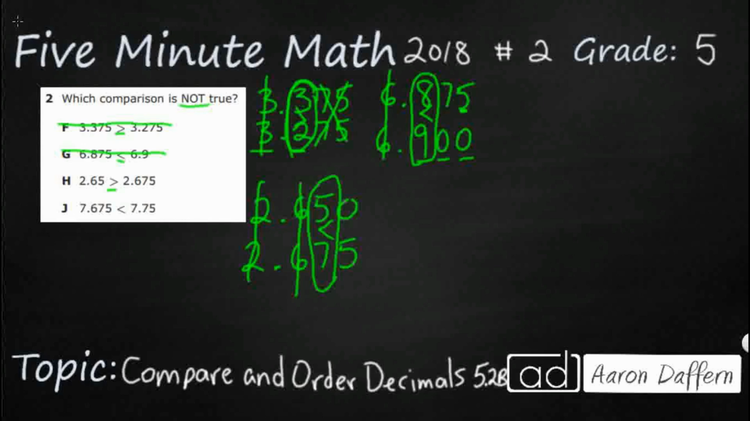Let's double check with J. 7.675 and 7.75. Once again, it doesn't go to the same place value. That's fine. Those two look the same. We're going to go here. 6 is less than 7. And if we want to say, put a 0 there, 675 is less than 750. So we should be looking for less than. Less than is exactly what we have, which means J is not the answer.